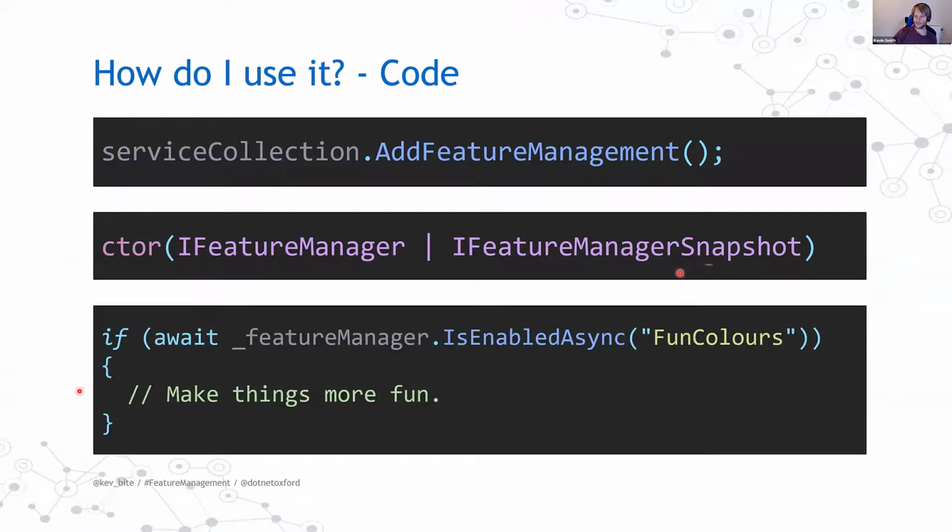And then to use it, we do pretty much the same if statement as before and say, is the feature enabled? And we pass it a string of which feature we want to evaluate. So in this instance, we're checking the feature manager if Funcl is enabled, and we're going to make things a bit more fun if Funcl is enabled.